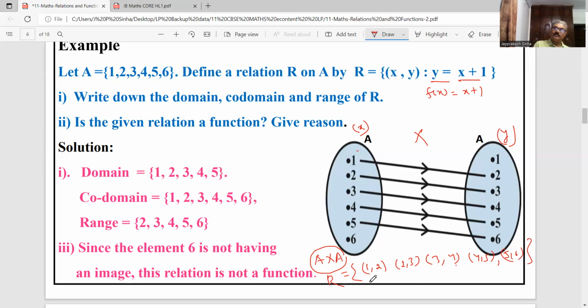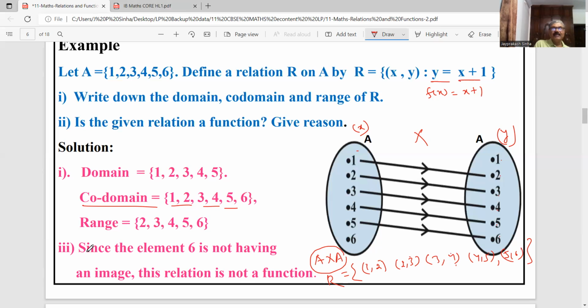See here, the set of first elements will be called the domain: 1, 2, 3, 4, 5. So 1, 2, 3, 4, 5 is the domain. Okay. And what is the range? Range means all the second elements: 2, 3, 4, 5, 6. This will be your range. And now what is the codomain? Codomain is all the elements in the second set. All the elements in the second set are taken for codomain. So 1, 2, 3, 4, 5, 6. These elements will be called the codomain.